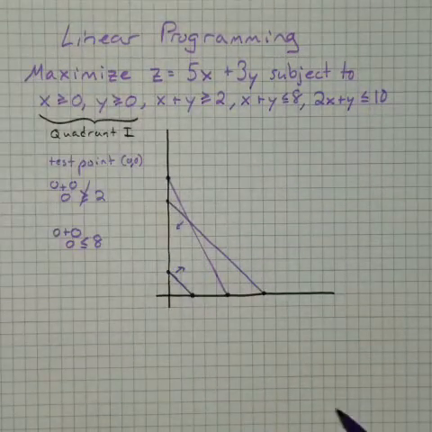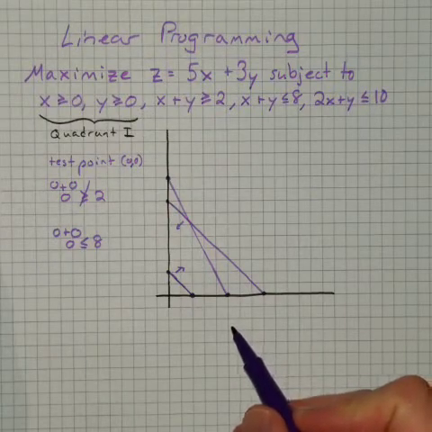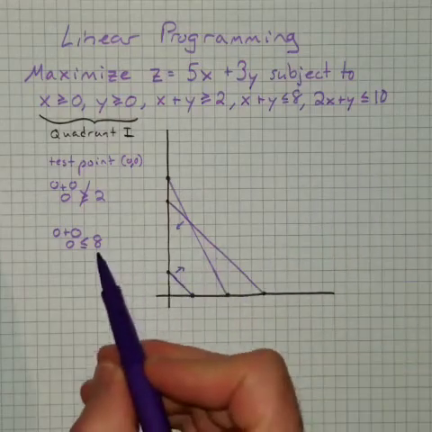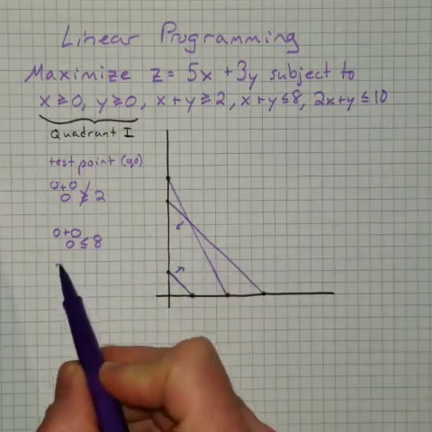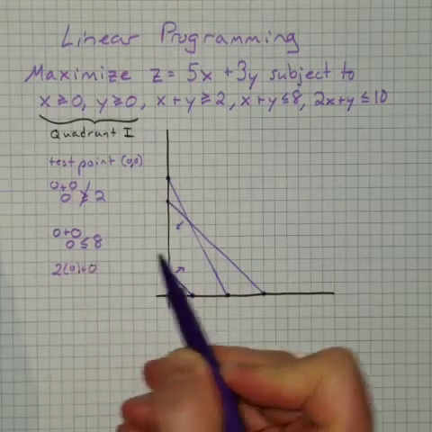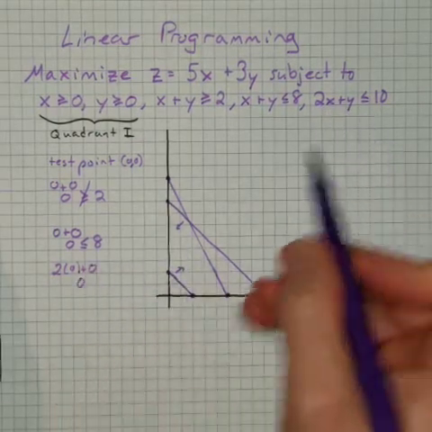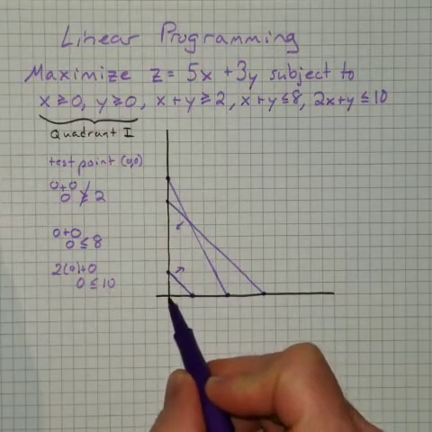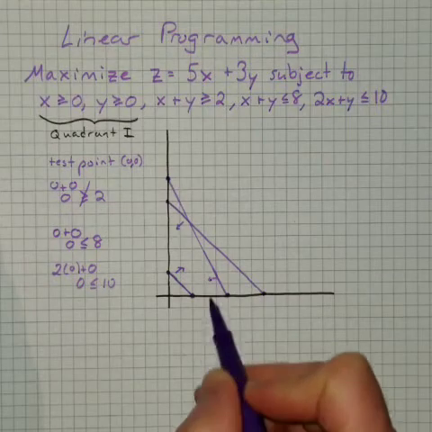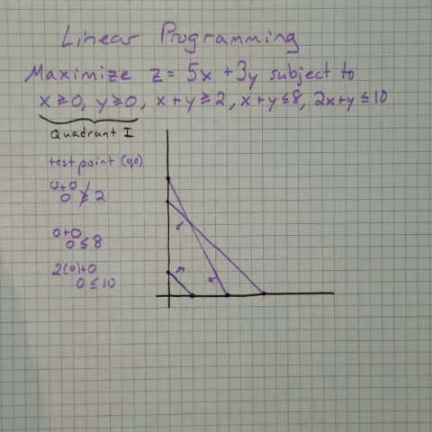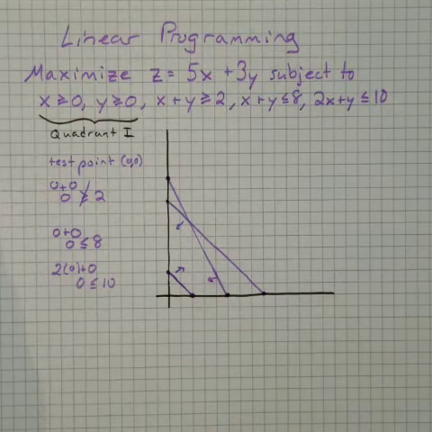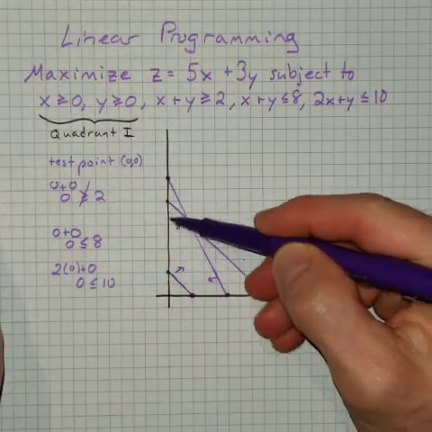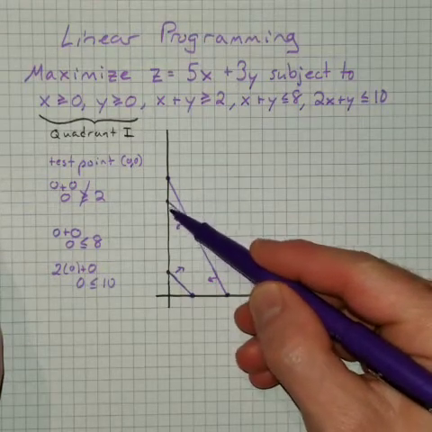That's not too bad. All right, and then on that one, I've got to figure out what the solution is. So I've got to do another test point. So I got 2 times 0 plus 0. Well, that's of course 0, which is definitely less than or equal to 10. So I want to shade the side that includes the origin, which would be down and to the left again. And so the only region that's contained in all three of those inequalities, in addition to the first quadrant, is going to be this, whatever this shape is here.